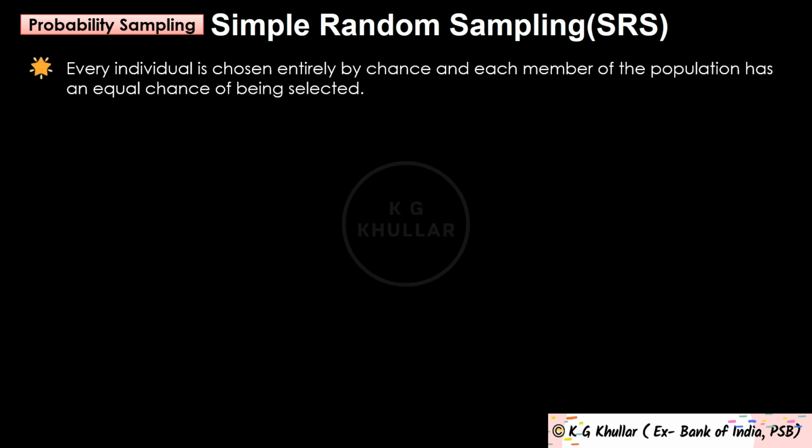Now first, let's see probability sampling techniques, and under which first one is simple random sample, that is SRS in short. Now friends, this is a type of sampling technique you must have come across at some point in your life. So please note here every individual is chosen entirely by chance and each member of the population has an equal chance of being selected.